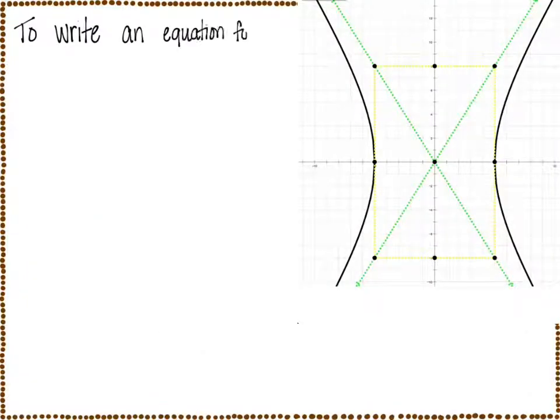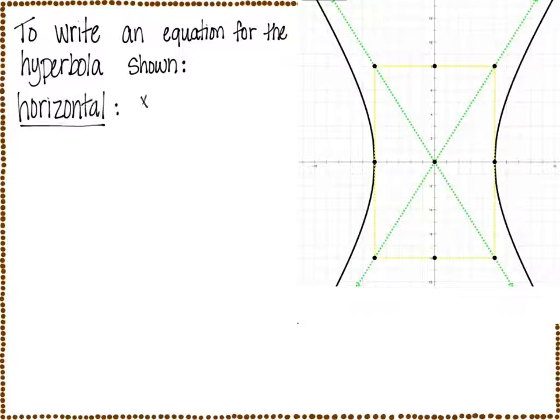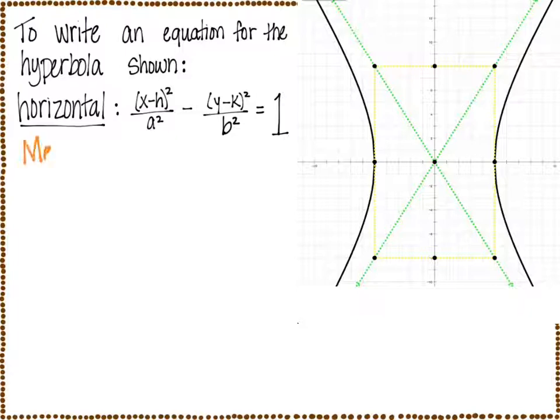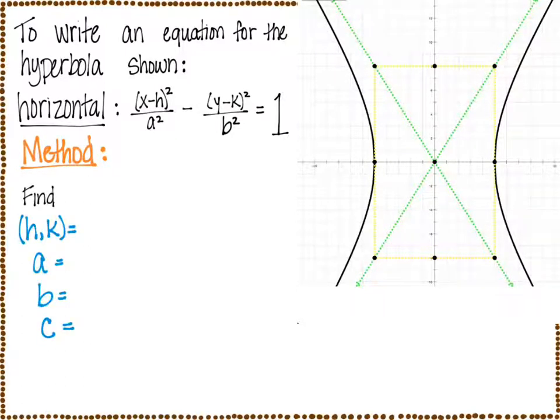The next problem we want to do is we want to write the equation for the hyperbola that we have shown here. Again, we need to analyze whether or not this is a horizontal or a vertical hyperbola, and it is a horizontal hyperbola, so we have the formula written here. It starts with x, not positively h, excuse me, so it's x minus h quantity squared that it begins with. The method is very similar to that of the ellipse. We need to find the center, and we need to find these lengths a, b, and c.